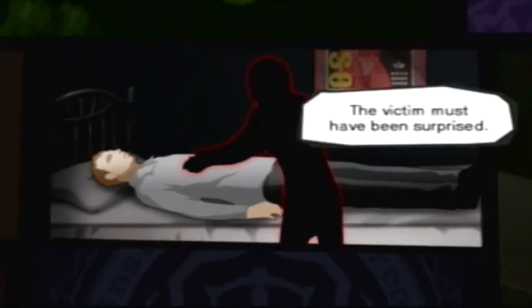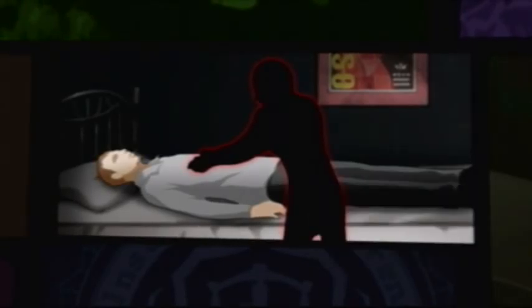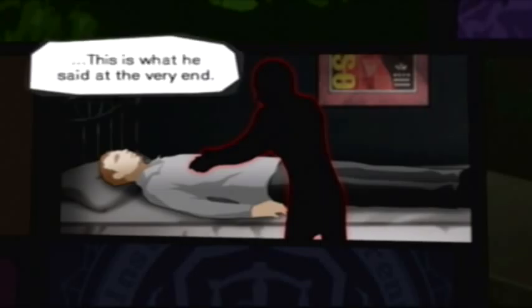The victim must have been surprised. After all, he thought the killer was a customer. This is what he said at the very end.